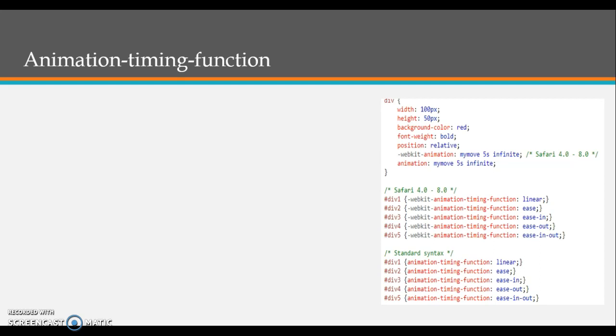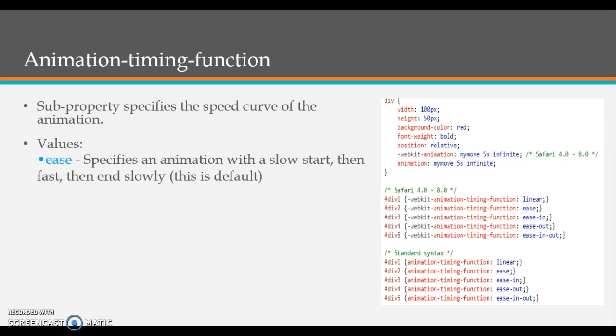The animation-timing-function. This subproperty specifies the speed curve of the animation. The values that can be used within this one is the ease. This specifies an animation with a slow start and then fast to then end slowly. This one is actually the default.